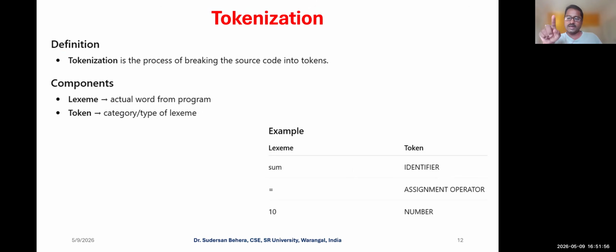For example, else in the C language is a keyword. A keyword is also one token. A is an identifier. Plus, minus, into, these are all operators.